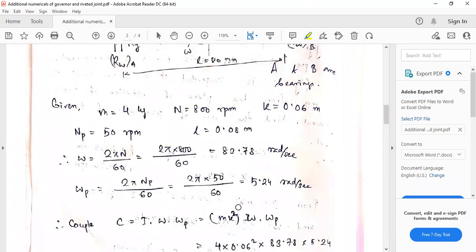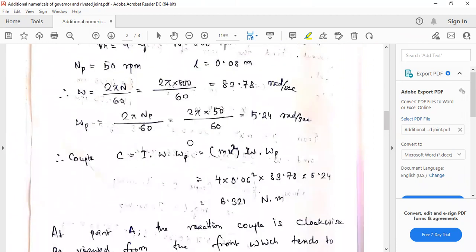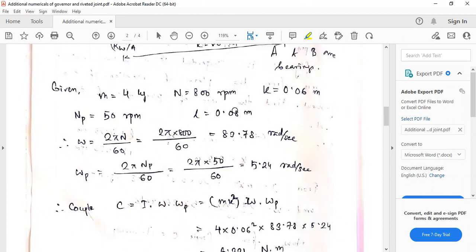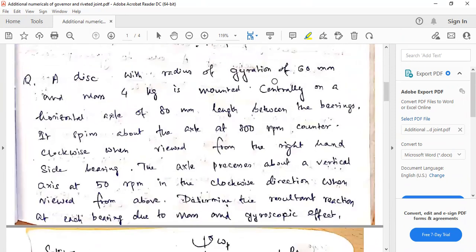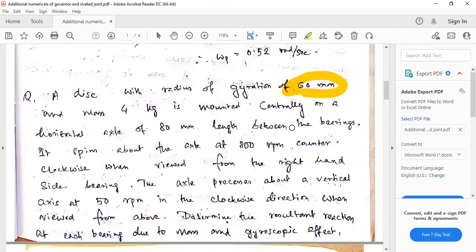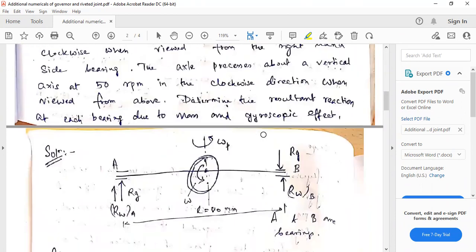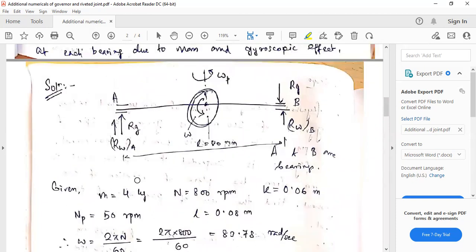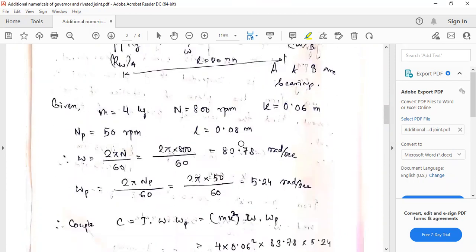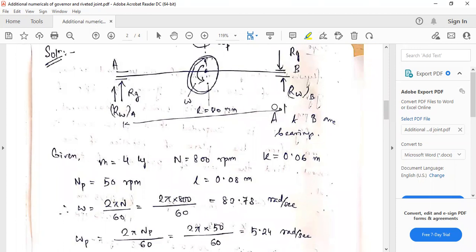How will you find that? We need to use this formula, I omega omega p. Every piece of information is given here. M is given, and K, the radius of gyration, is 60 mm, so 60 divided by 1000 is 0.06 meter. M is 4 kg, N is 800 rpm, and P is the precession speed about another vertical axis, 50 rpm. L is 0.08.